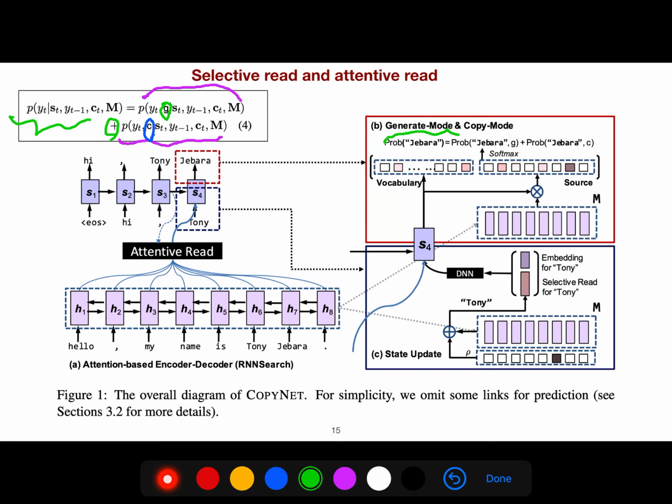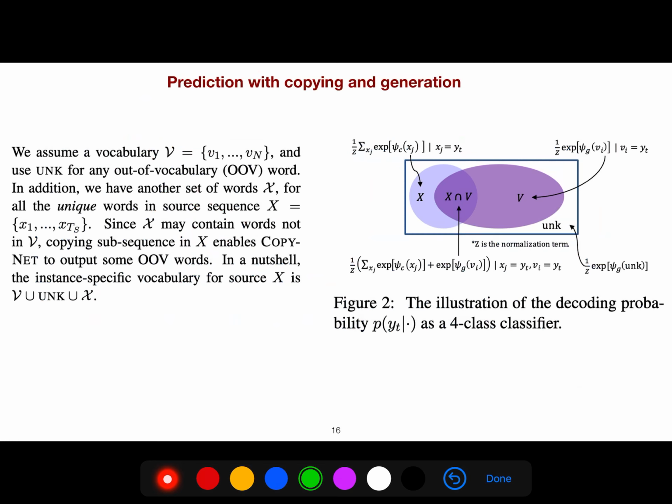And so the probability is just the sum of them. And so you see there are some words in your utterance. For example, this word is not in your vocabulary. V is your vocabulary. So X is for your input utterance, and V is for vocabulary. And sometimes there are some words in an intersection. It means they are both in your vocabulary, some very useful words, but you can also copy them. So it's in their intersection.